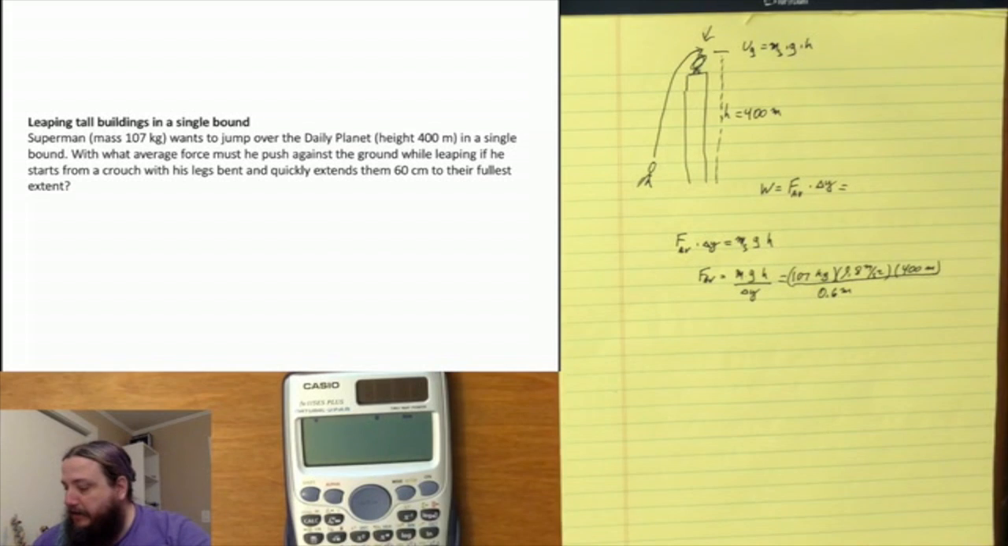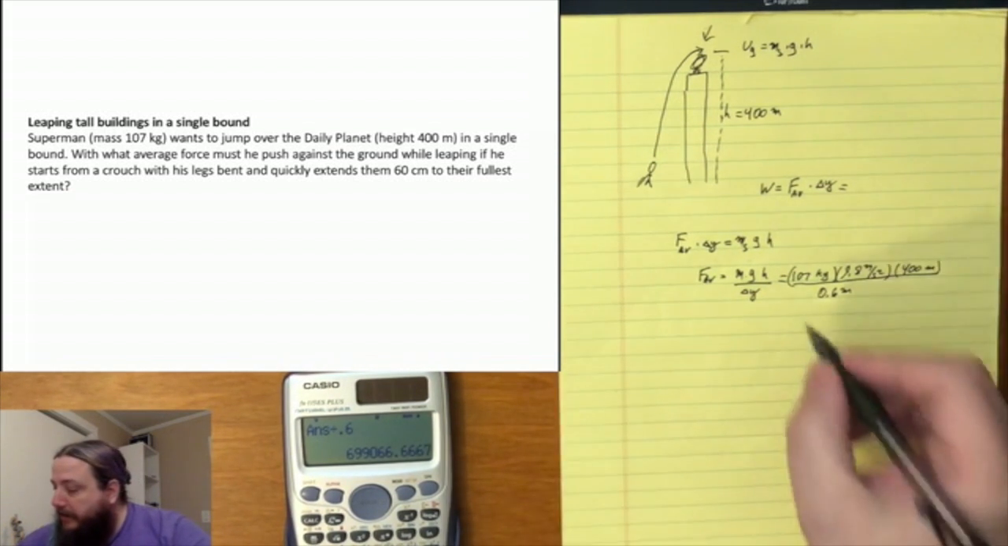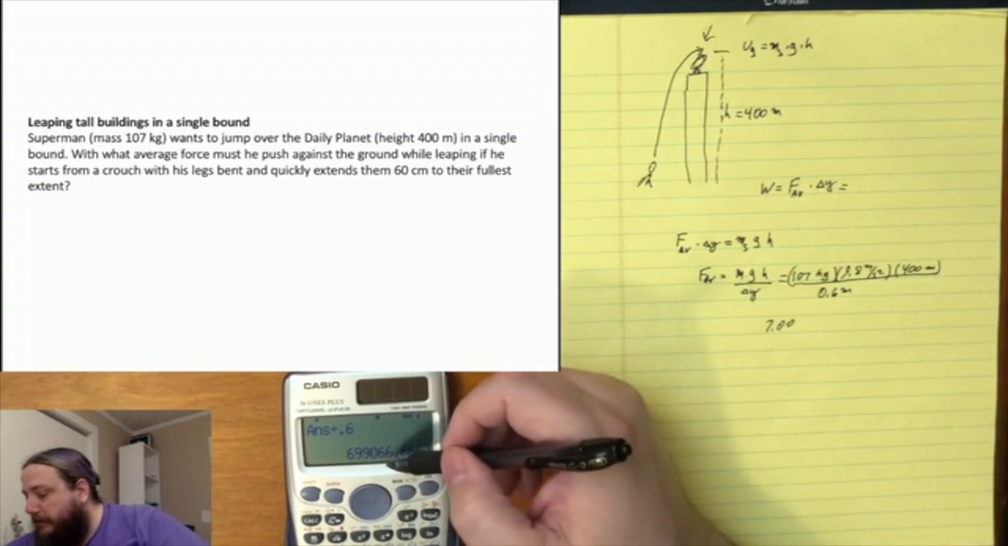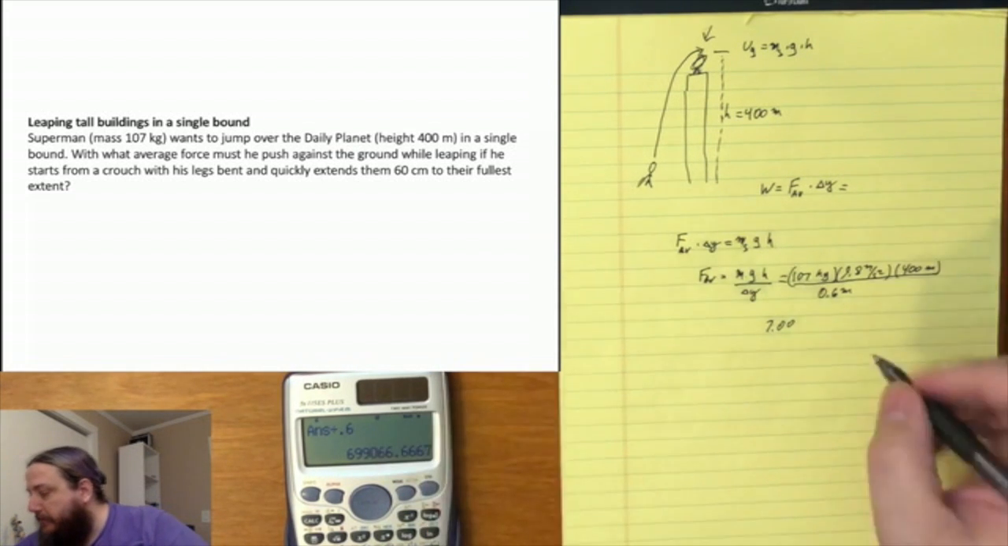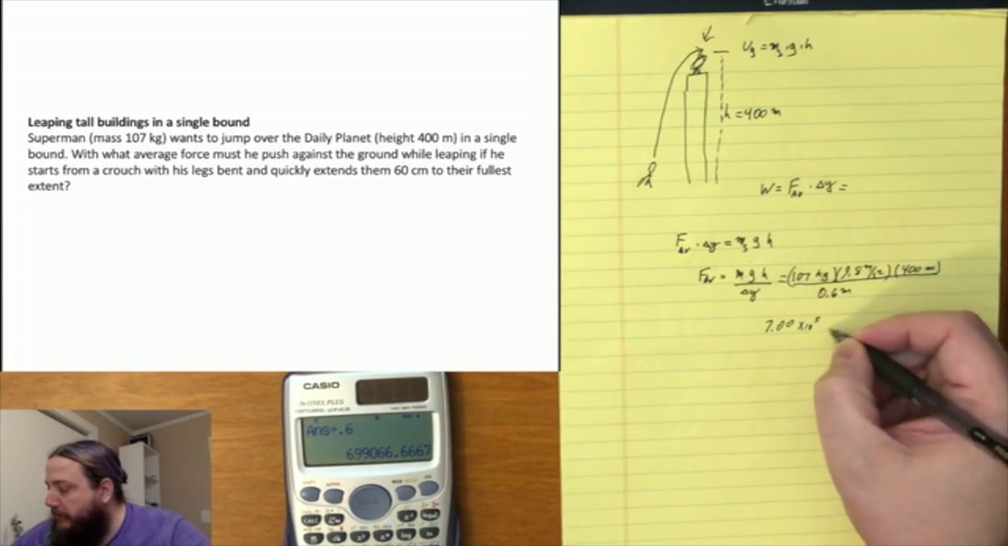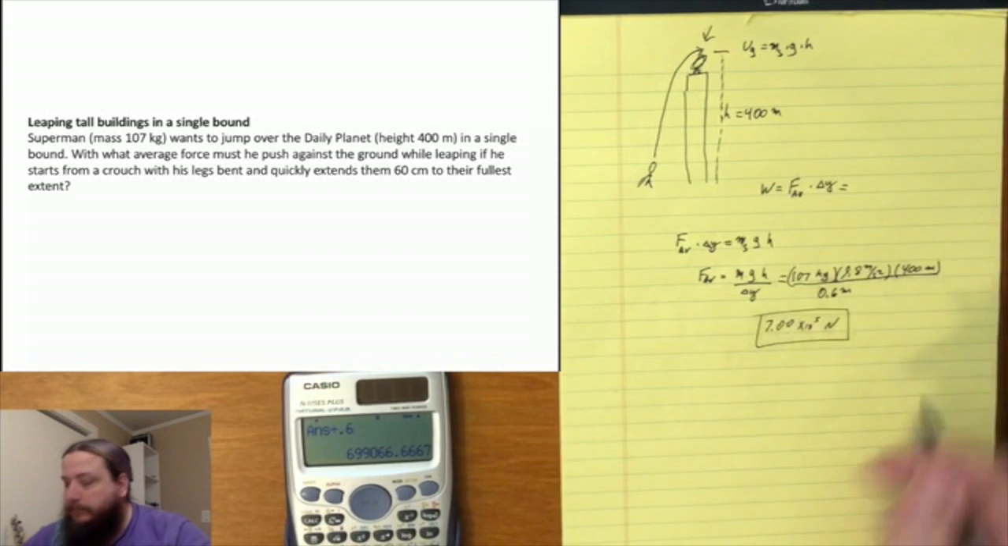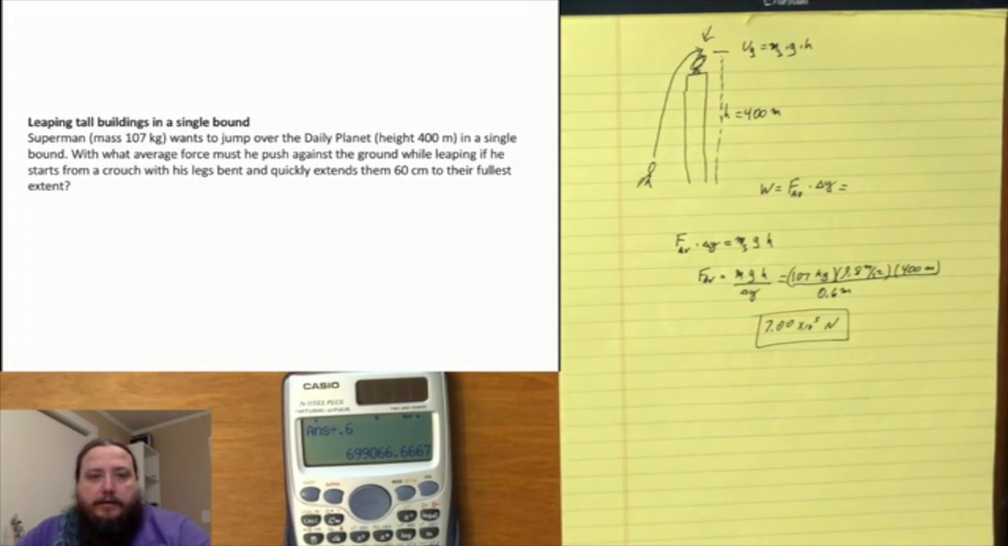So now we can take 107 kilograms, 9.8 meters per second squared, 400 meters, divide by 0.6, and that is 7.00 times 10 to the 5th newtons, or 700,000 newtons. All right. Leaping tall buildings in a single bound requires some strength. He's Superman.